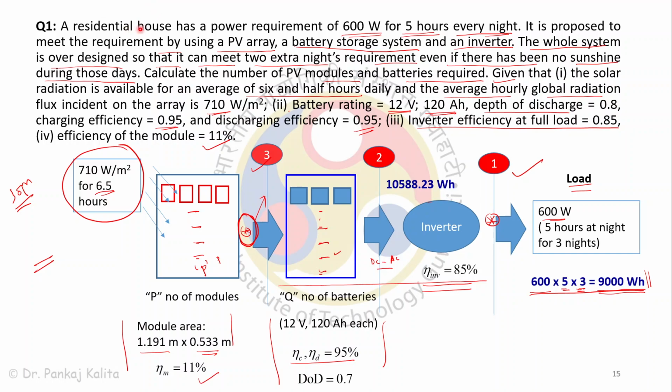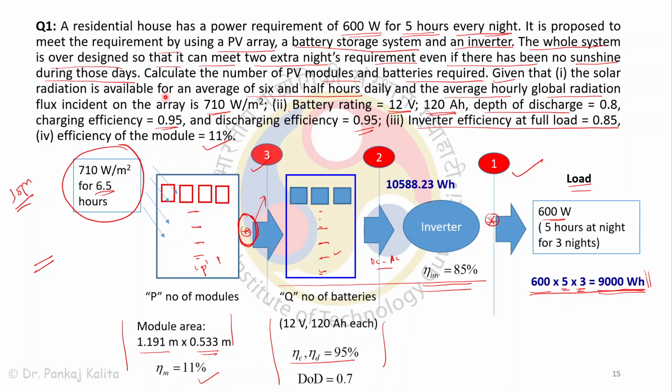It says a residential house has a power requirement of 600 watt for 5 hours per night. Okay, so 600 watt for 5 hours every night. So mind it, it is proposed to meet the requirement by using a PV array, a battery, and an inverter. So there will be PV array, then battery, then inverter. The whole system is over designed so that it can meet two extra nights requirement. So the system is generally over designed, so anything extra that you produce is actually stored in the battery. With no sunshine during those days, the number of PV modules and batteries required is to be calculated.